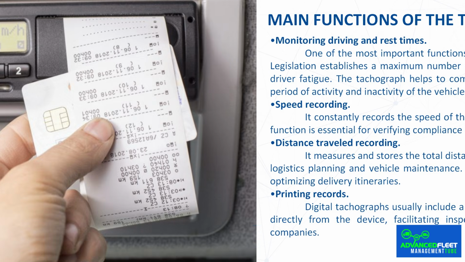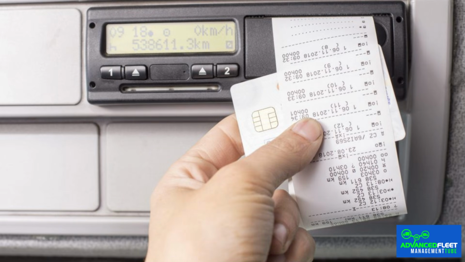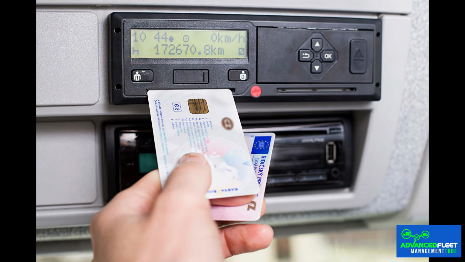Printing records. Digital tachographs usually include a printer that allows vehicle activity records to be printed directly from the device, facilitating inspections and monitoring by authorities and transport companies. How does a tachograph work?